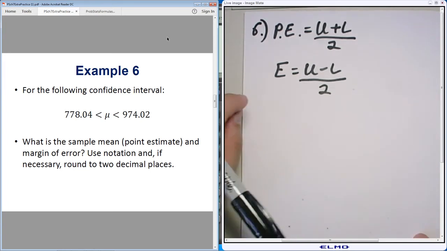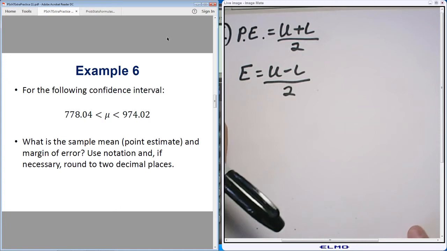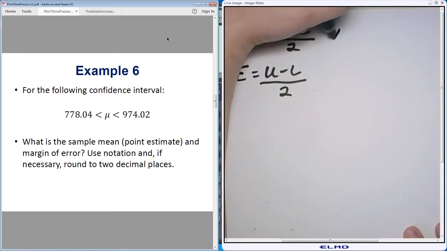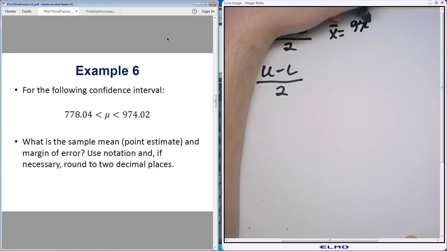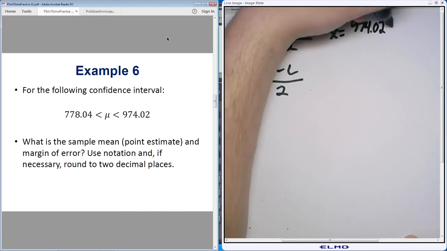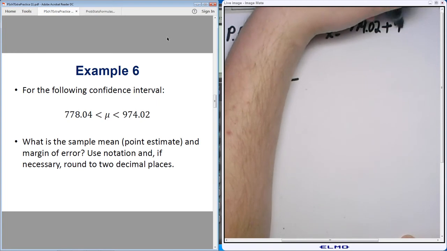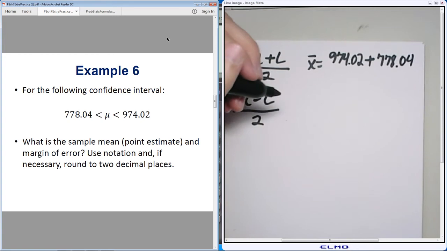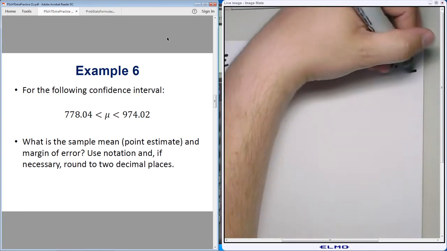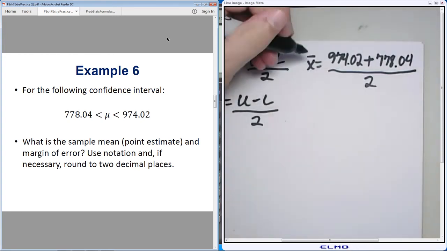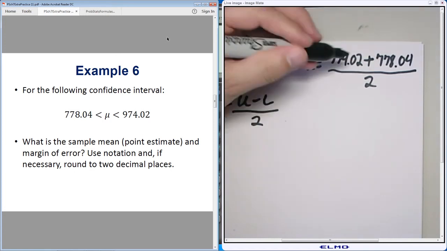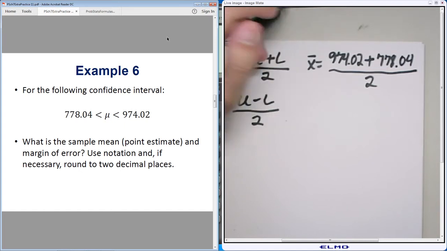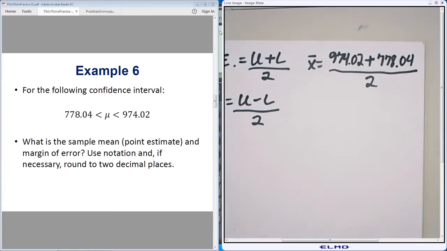All right, well, let's do that. So first, the sample mean, that's the point estimate. So X bar will be 974.02 plus 778.04, all divided by 2. If you type that in the calculator, be sure to put parentheses around the top part, or do the top part and then divide the answer by 2 so that everything's in order.